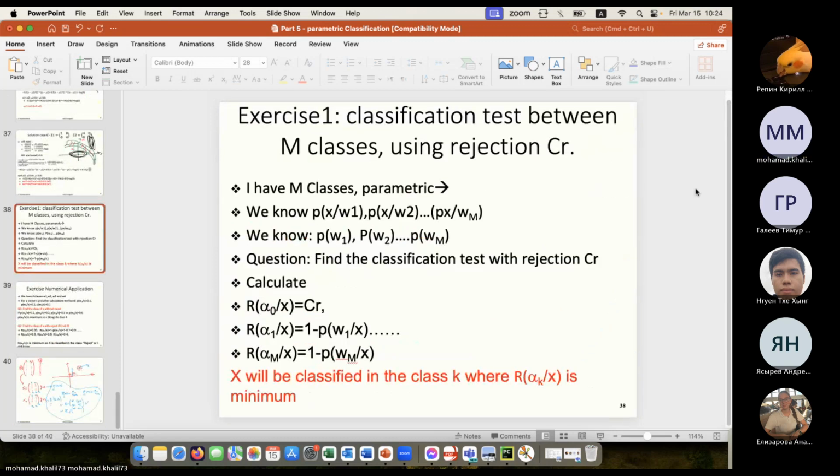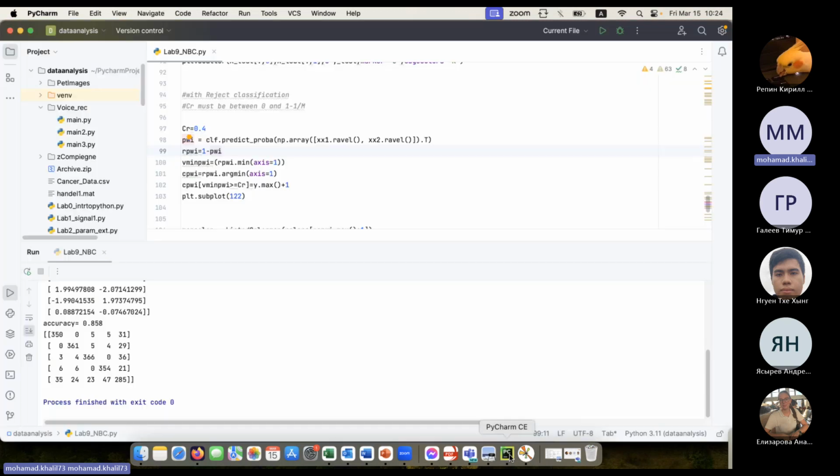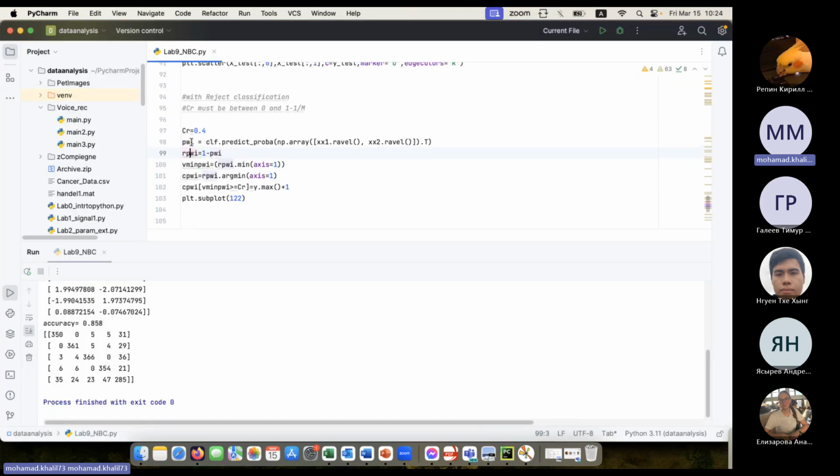you have to calculate R(α0), which is CR, R(α1) = 1 − P(ω1), R(αM) = 1 − P(ωM). And x will be classified to the class where R(α) is minimum. So we need P(ω1), P(ω2), and P(ωM) and CR. CR, I have it, but we have P(ω1), P(ω2), P(ω1) to P(ω5). Here you have 5 classes. So you can say P(ωi) equals classifier.predict_proba for all the grid. So I have now P(ω).